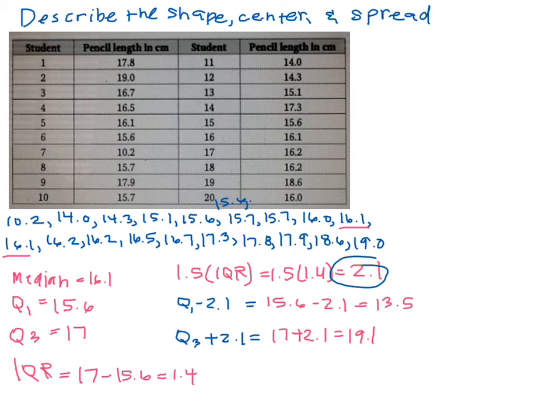So I need to look at my list of numbers up above and see, are any of the numbers below 13.5, which, yes, I have a number below 13.5. Are any of the numbers above 19.1? No, they're not. Our largest number is 19. So let's go ahead and write down that we have an outlier, and the outlier is that 10.2, because 10.2 is less than the expected range, which goes down to 13.5.